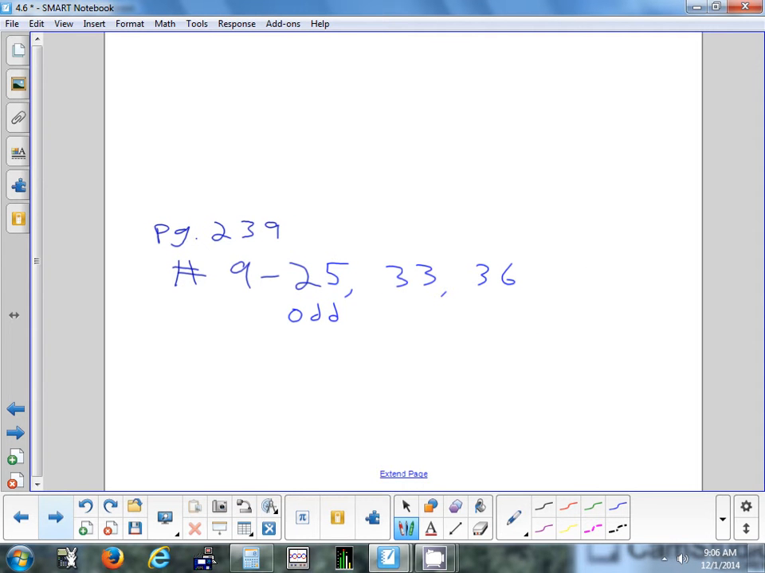All right, so for tonight, on 239, look at just the odds on 9 through 25, and then 33, 36. And for the MCAS, just 1 through 6 on the multiple choice.